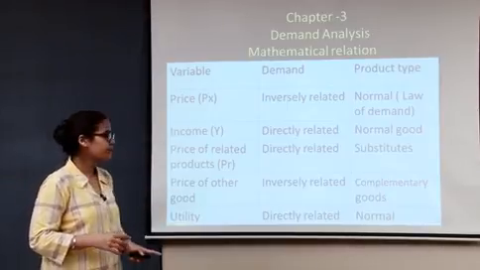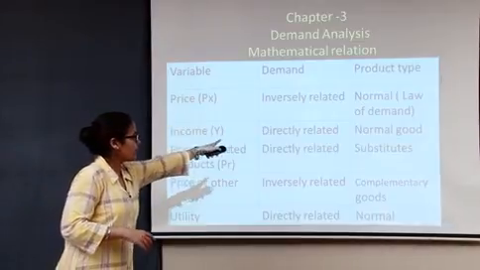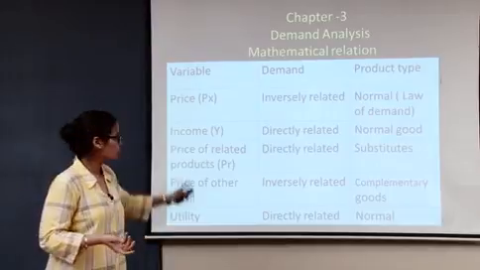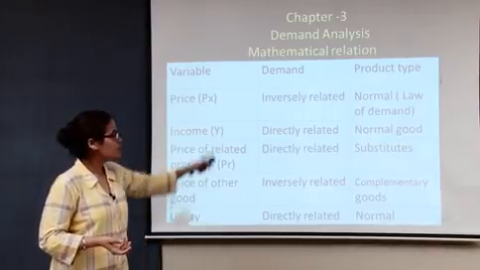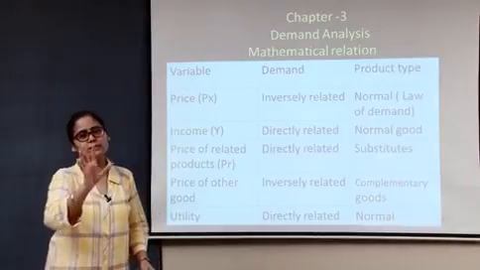Second is income. When you talk about income and demand, how are they related? Direct. What does it mean? The higher the income, the more the demand. So what do you conclude? The product is a normal good.